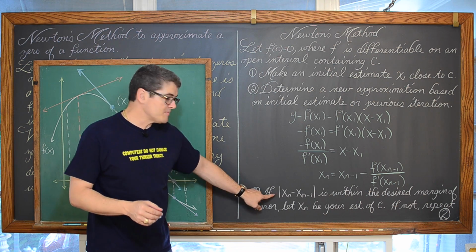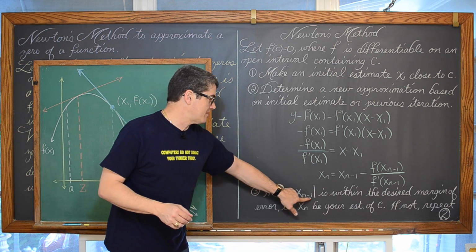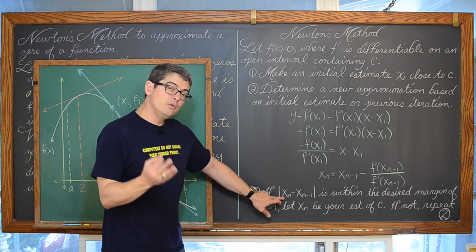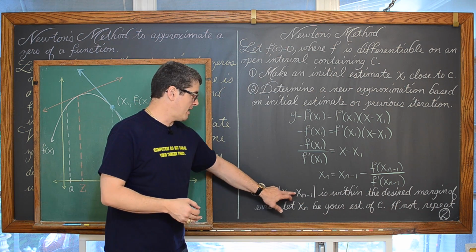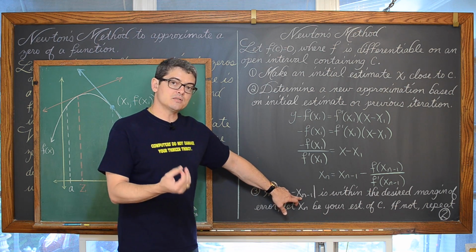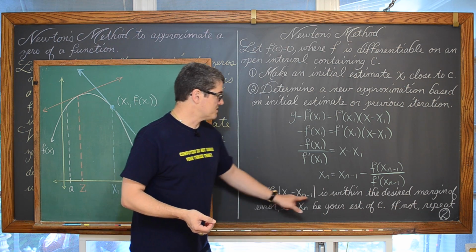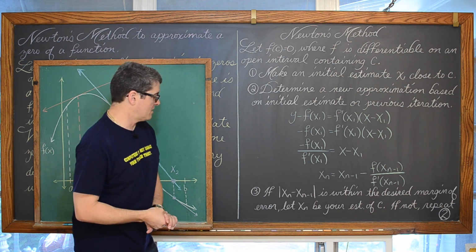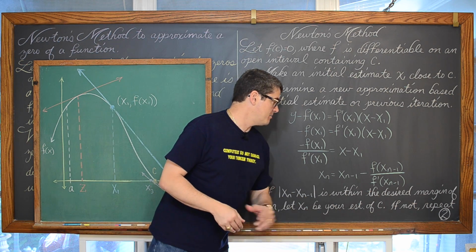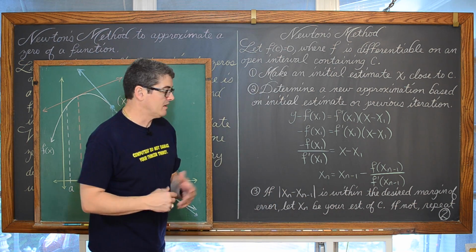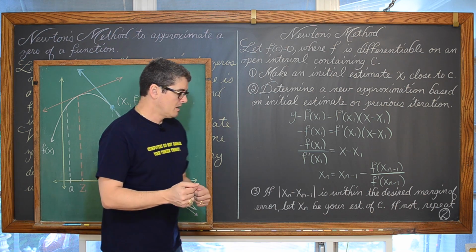Now, if the absolute value of x sub n minus x sub n minus 1, your new estimated zero minus your previous estimated zero, if the absolute value of that difference is within the desired margin of error, let x sub n be your estimated value of c. And if not, just repeat the process.